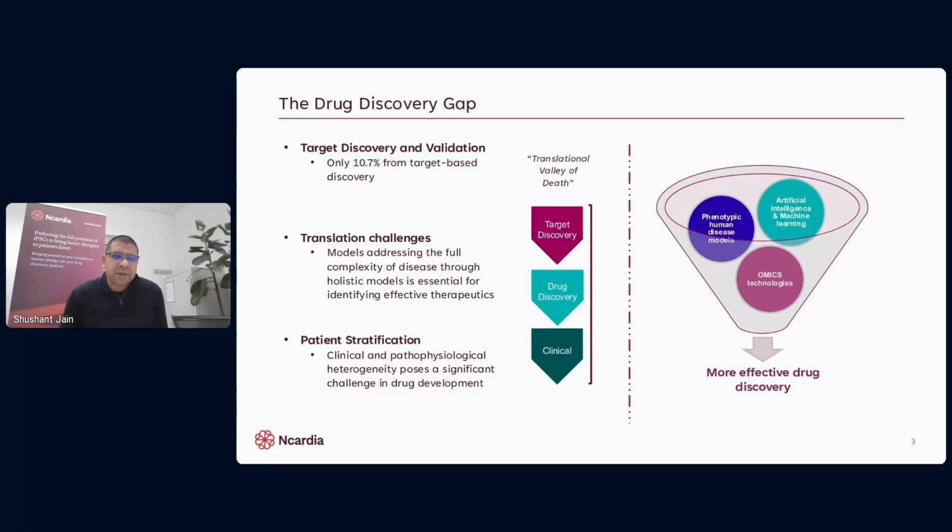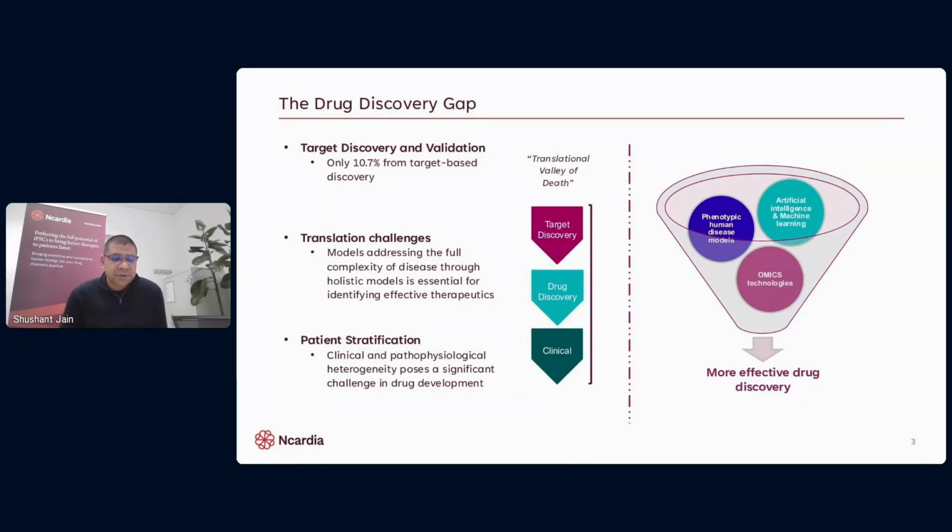First of all, in the target discovery and validation space, only approximately 10% of targets identified through traditional target-based tools have actually led to clinical success. So we need to use models and tools which are much more informative about whether the target is relevant for disease, and whether modulation of that target is really going to have therapeutic benefit.